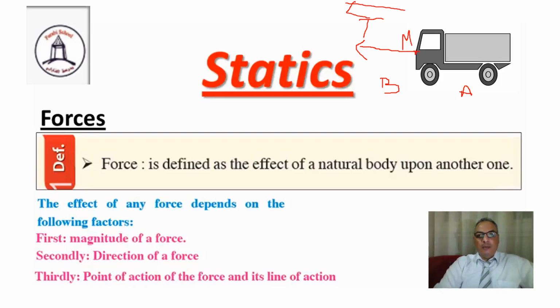Okay, the value of this tension, say, is 20 Newton. The point of action is M in this direction. So to determine any force we need to determine three factors. The first factor, magnitude of the force. Second, direction of the force. Third, point of action of the force and its line of action. Again, force is defined as the effect of one natural body on another one.